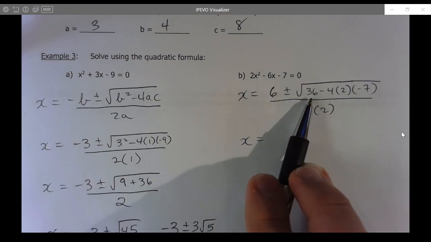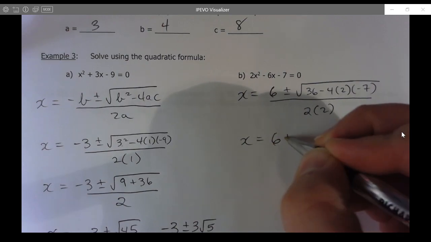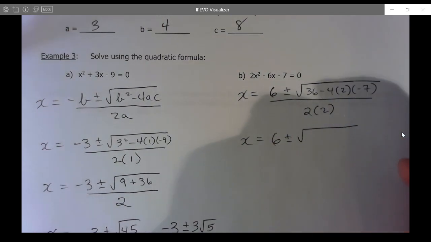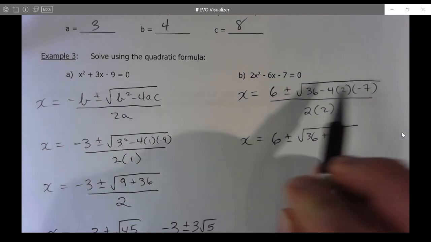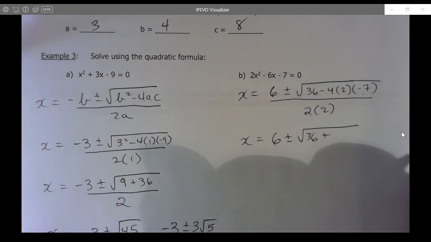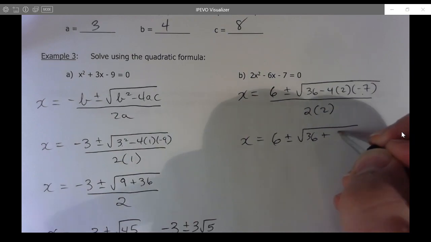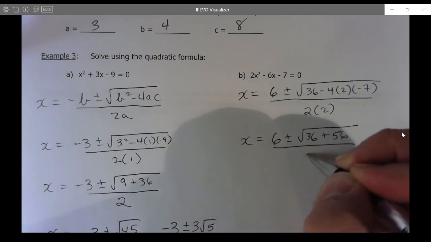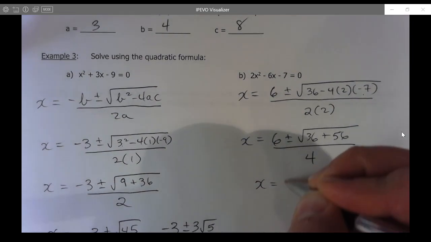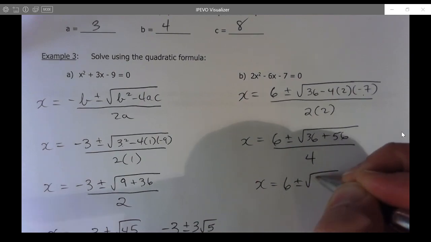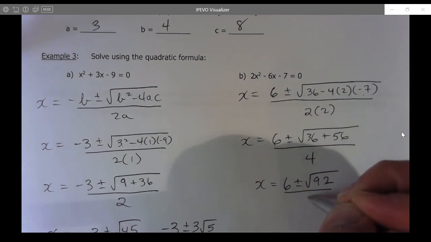And 6 squared is 36, so that's just easy enough to write down. And then I have 6 plus or minus the square root of, let's see, 36 plus, because the two negatives that are being multiplied here cancel, and I have 8 times 7, which is 56, all over 4. And 36 plus 56 is 92, I think, right? So x is equal to 6 plus or minus the square root of 92 all over 4.